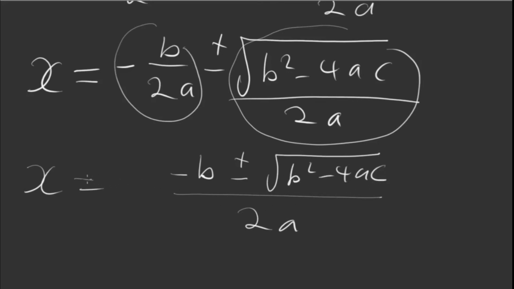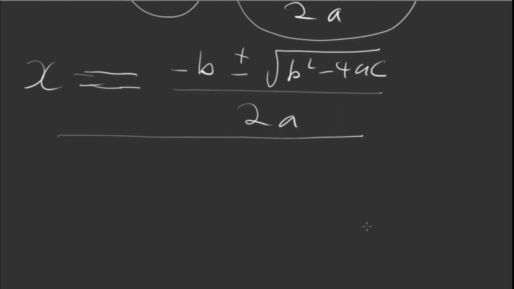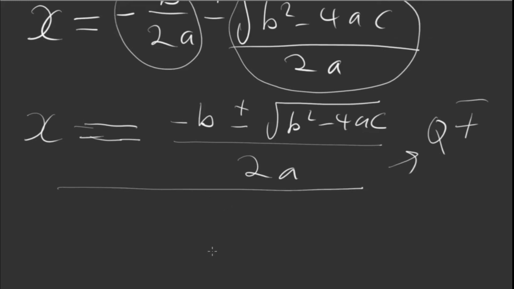And this, friends, is the quadratic formula. So x is equal to minus b plus or minus square root of b squared minus 4ac, divided by 2a. So now let's try to apply this formula to an example. So there's a question here, like solve.